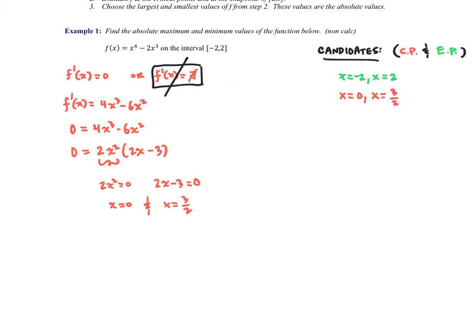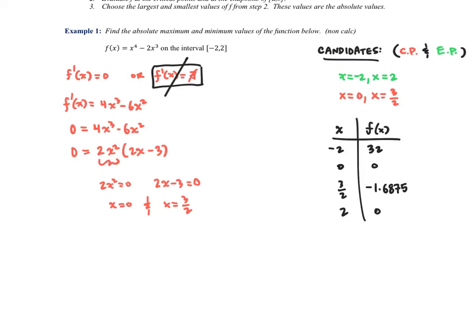Now, when I consider these, I do want to consider that the critical points have to be values that fall within the interval, and both 0 and 3/2 fall within the interval. Therefore, I'm going to check all 4 of these values. I'm going to take -2, 0, 3/2, and +2 and plug them into f of x. When I do so, f of -2 equals 32, f of 0 equals 0, f of 3/2 comes out to be -1.6875, and f of 2 equals 0.